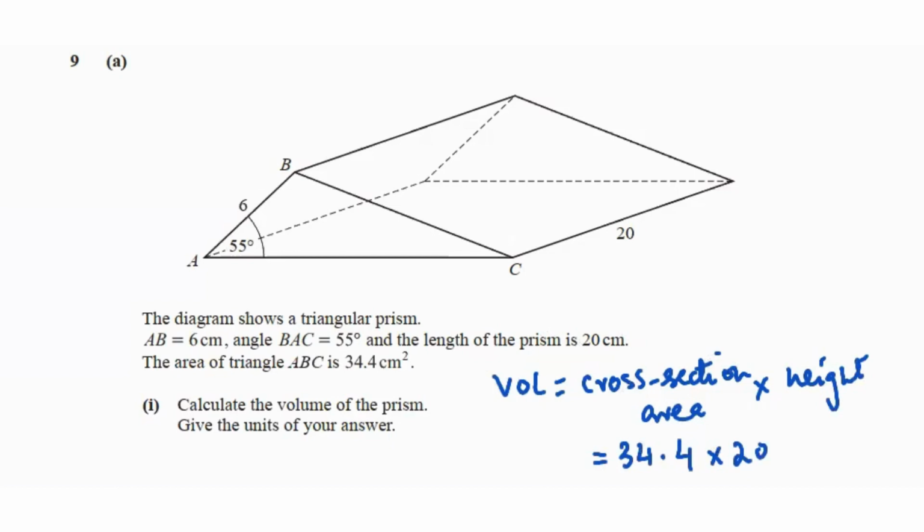Cross-section area, if I highlight, is basically this thing that we talk about. If you cut the shape into slices, the area that you get for each cross-section is the cross-section area. So 34.4 times 20 is equal to 688 centimeter cube.